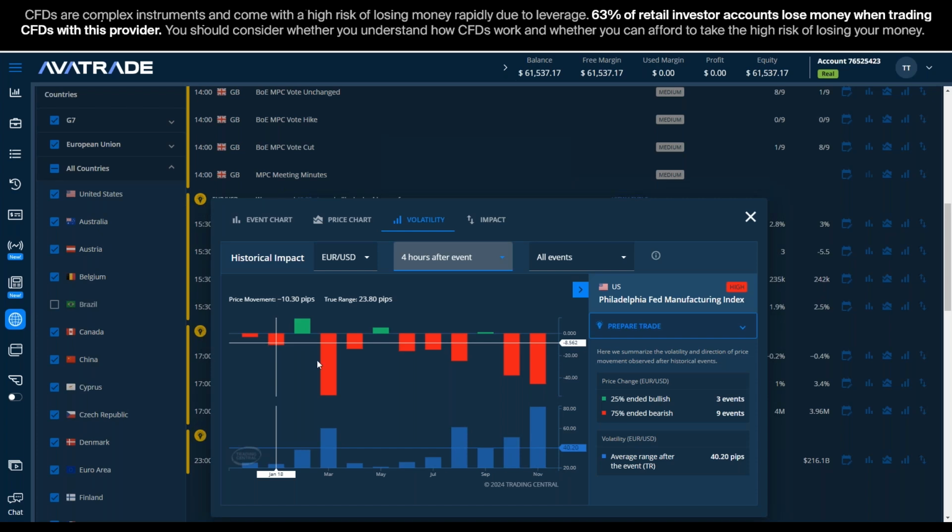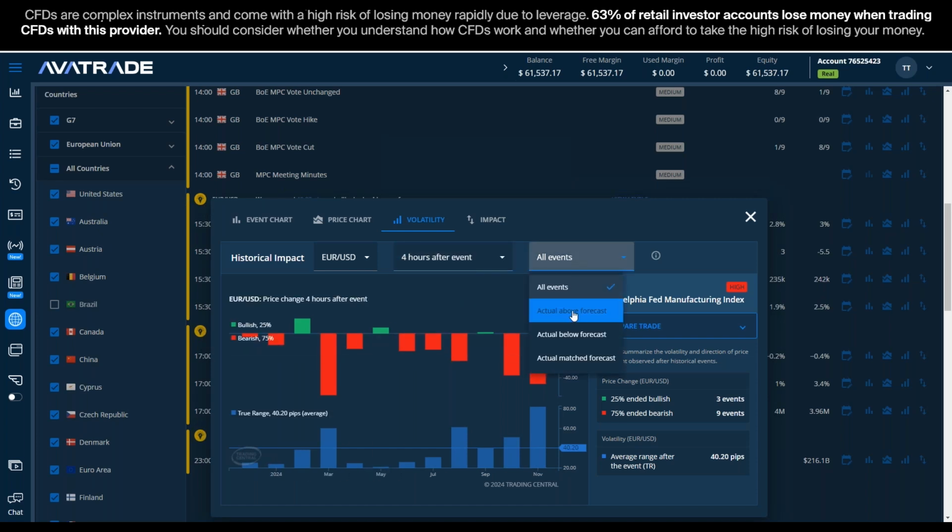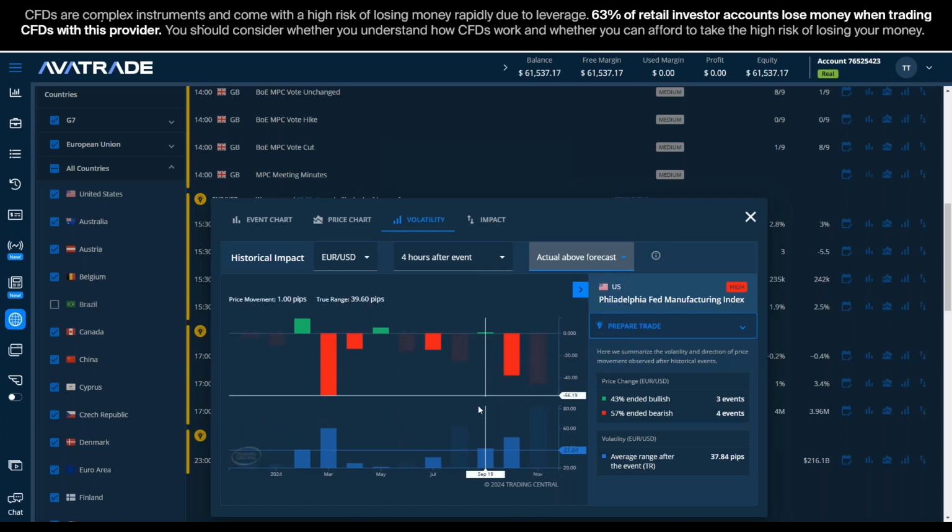Now, let's qualify these. What if it comes in above forecast? 57% of the time it dropped. And I know that looks like 50-50 data. It's almost 50%, 50%, but look at the size of the drop compared to the size of the rise. So yeah, it went up 3 times and down 4, but the ones that went down went down larger than the ones that went up. So when this came in above forecast, we saw in general strengthening of the US dollar.